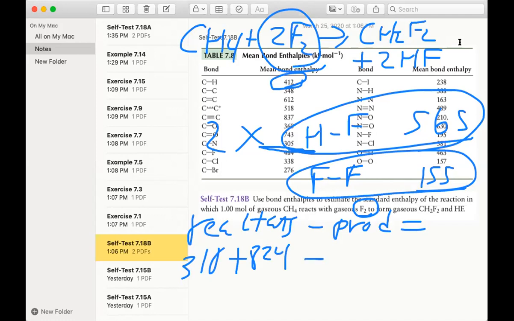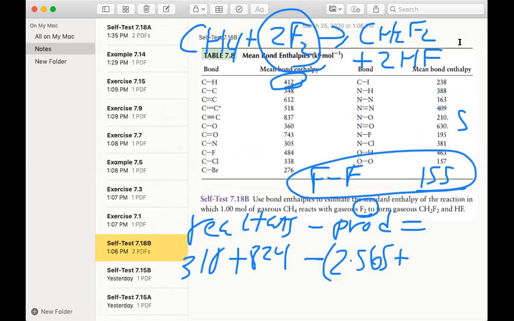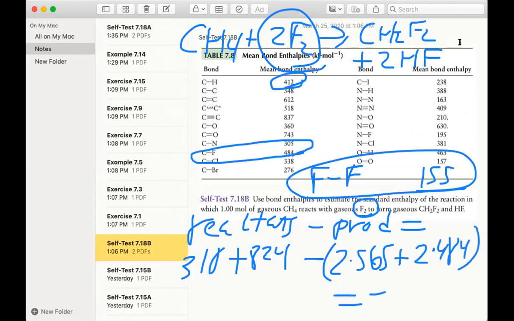Okay, minus, right? What are the products? You're forming 2 HF bonds, so 2 times 565, plus you're forming 2 CF bonds. The 2 CF bonds you can see over here are 484. It might be a good idea to watch this again in the lecture if this seems confusing. So 2 times 484. Then all of that adds up to negative 964 kilojoules per mole. That's what you should get at the very end.